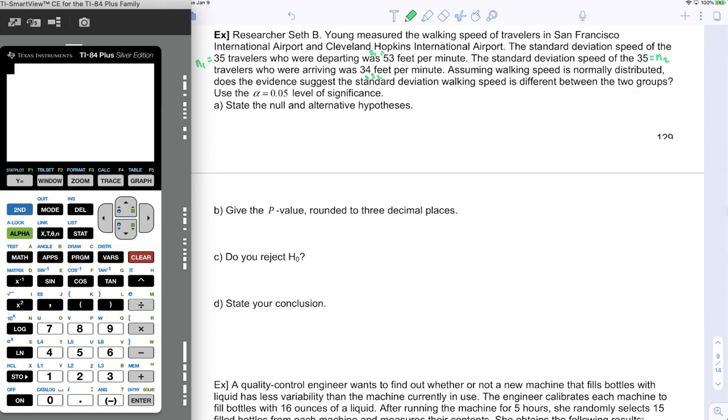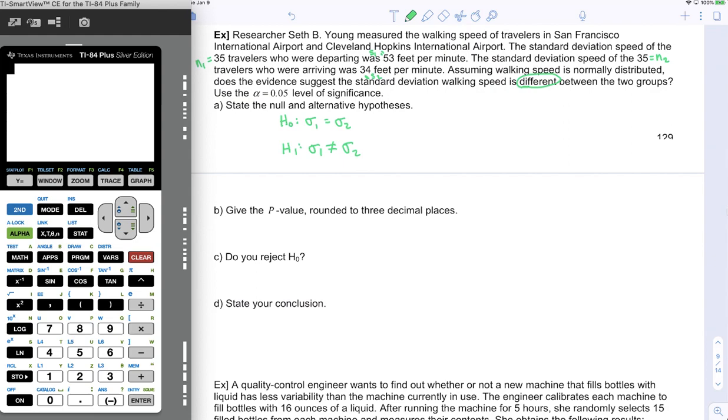So we're testing two standard deviations, and the last sentence, or the question here, has the word different. Remember that different always indicates that we're going to do a two-tailed test or a not equal to alternative hypothesis. So the null hypothesis is always a statement of equality. So sigma 1 equals sigma 2. So we're using sigma, which represents the population standard deviation. And H1 is that sigma 1 is not equal to sigma 2. So those are our hypotheses.